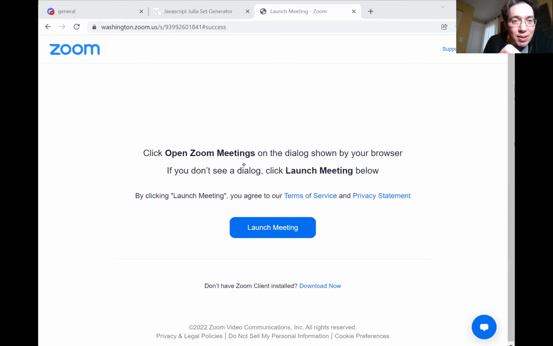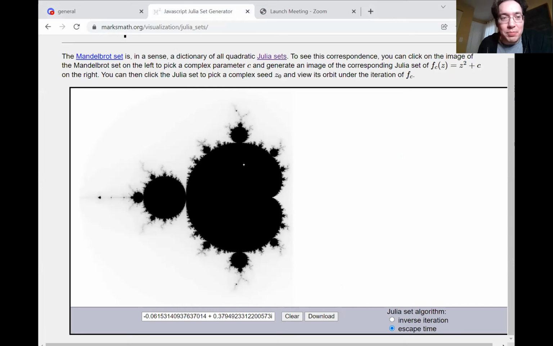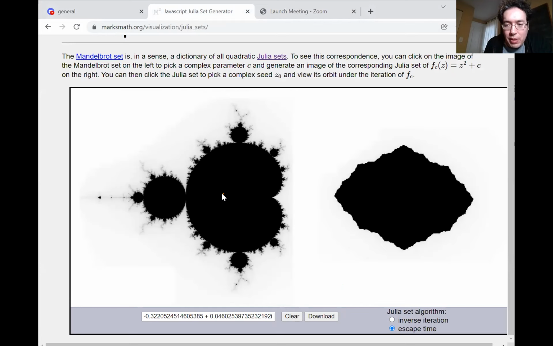So let's look at it in action. Okay. So this is a Julia generator. The algorithm that I described is the escape time algorithm, so I'm going to click that one. And basically, I'm going to pick any complex value, and it creates the Julia set on the right.